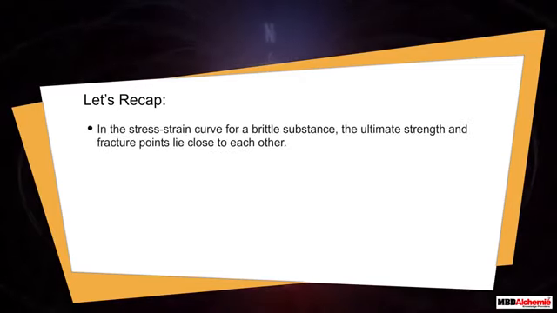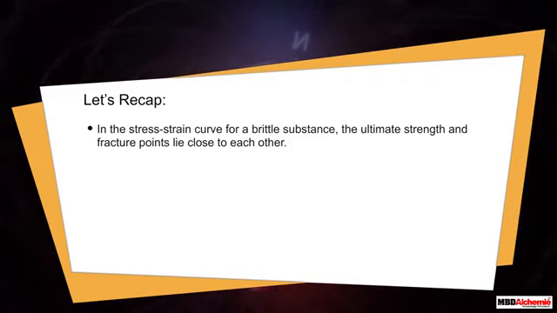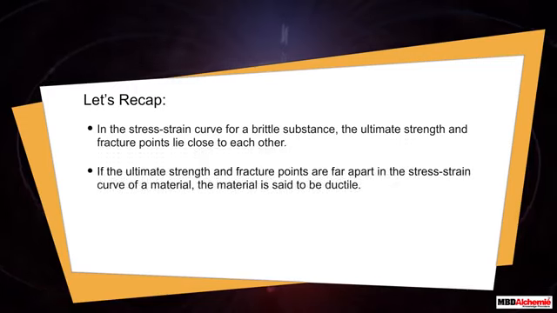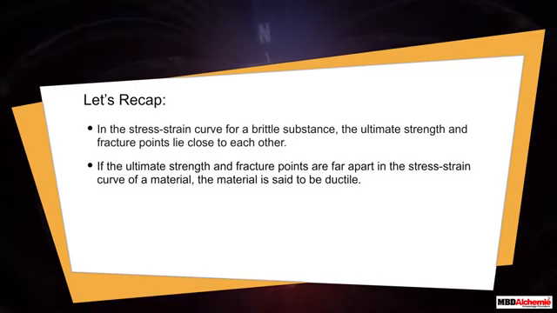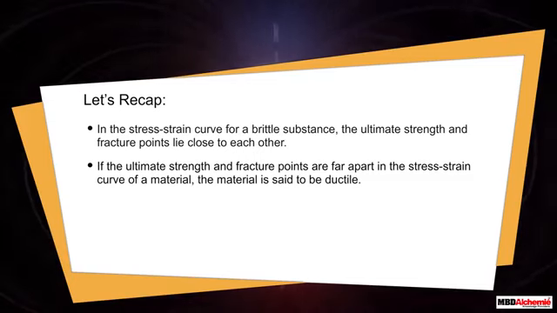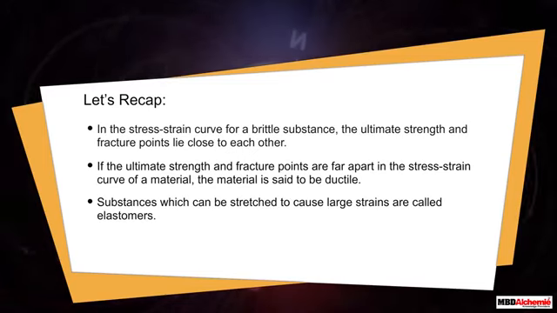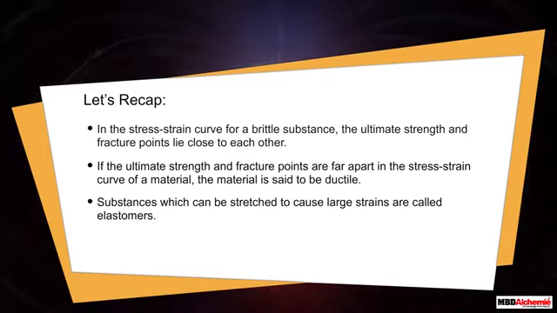In the stress-strain curve for a brittle substance, the ultimate strength and fracture points lie close to each other. If the ultimate strength and fracture points are far apart in the stress-strain curve of a material, the material is said to be ductile. Substances which can be stretched to cause large strains are called elastomers.